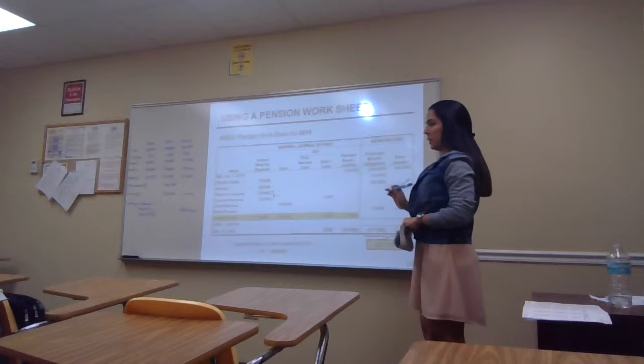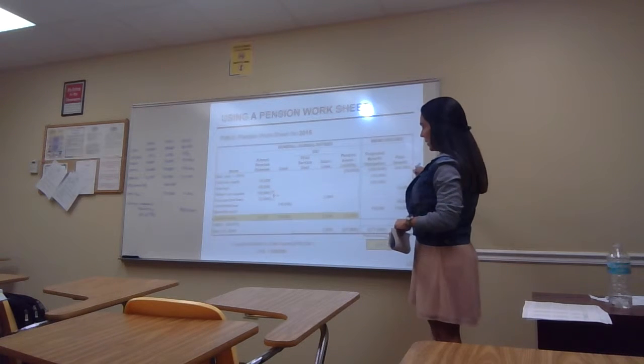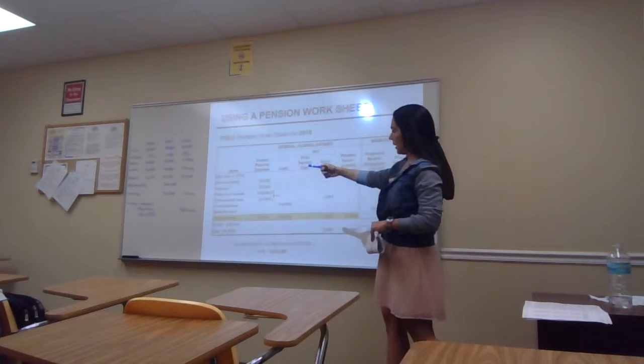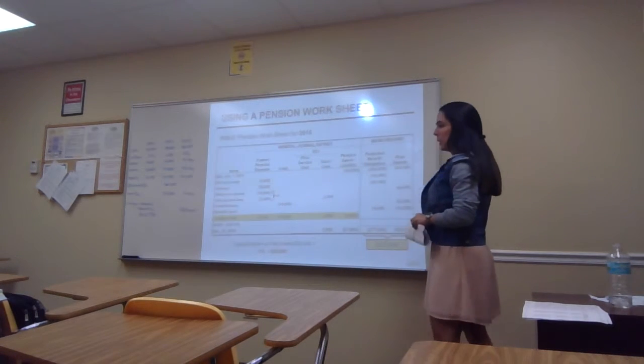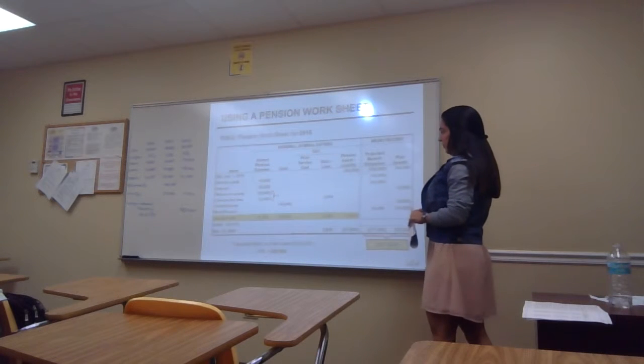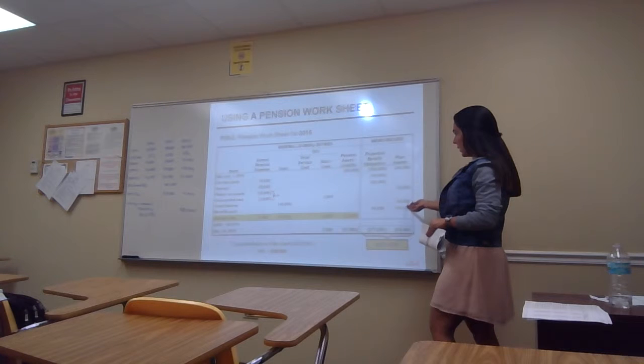You take your expected rate, you calculate it times your planned asset at the beginning of the year, and then you take a look at what your actual return on asset is. The difference between those two numbers is your unexpected gain or loss. Contributions we know, we've done that a couple times already, and benefits paid.